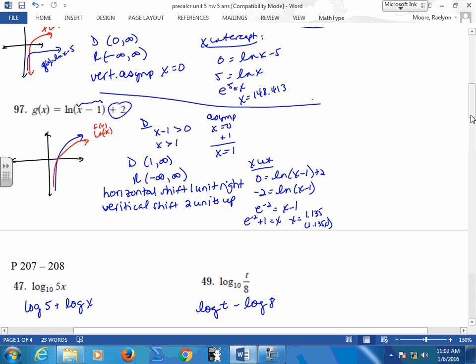And this is the last one. We did 2 things. We did a horizontal shift to the right one, and then we did a vertical shift up 2 units. So to the right one is changing your asymptote. It used to be x equals 0, we added 1. X equals 1 is your asymptote. Your domain was 0 to infinity, we added 1. 1 to infinity. And we have to find a new x-intercept.